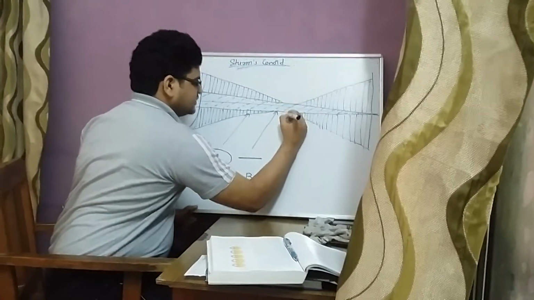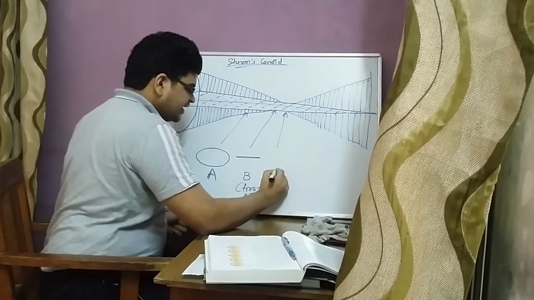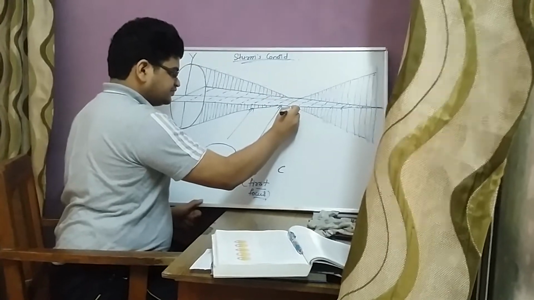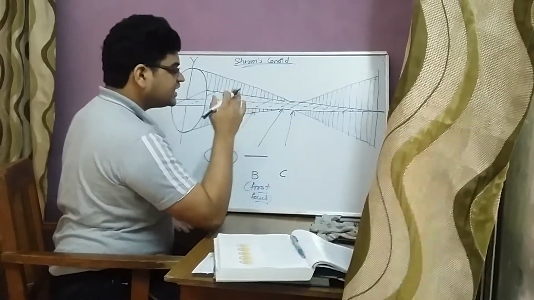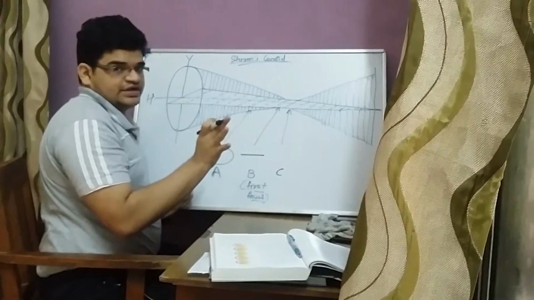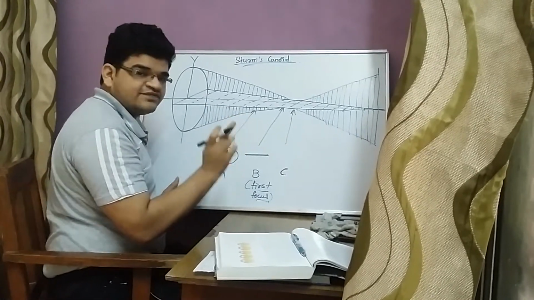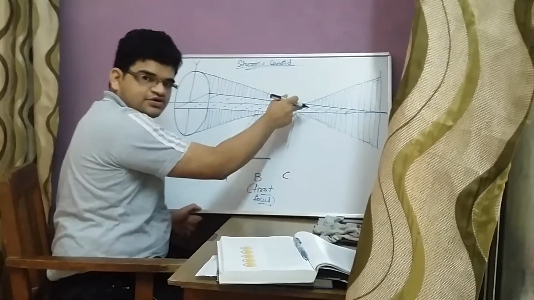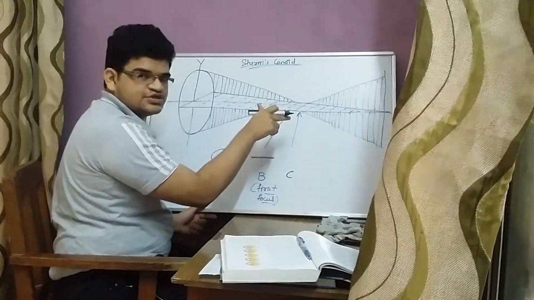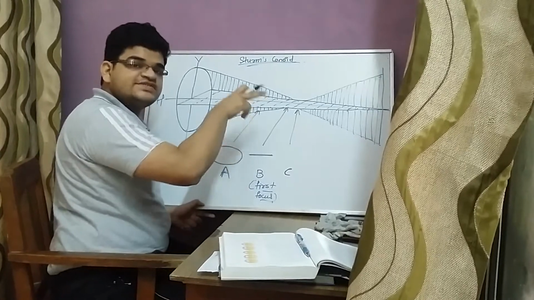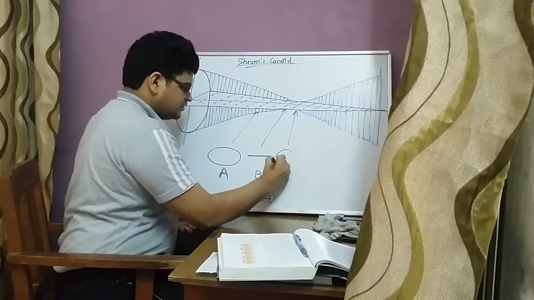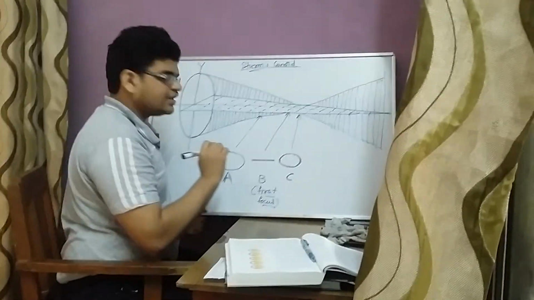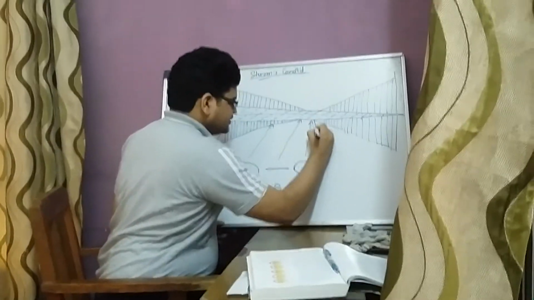Next is point C. At point C, the vertical rays are diverging, and the divergence of the vertical rays is less than the convergence of the horizontal rays. So again a horizontal oval is formed here, like this.